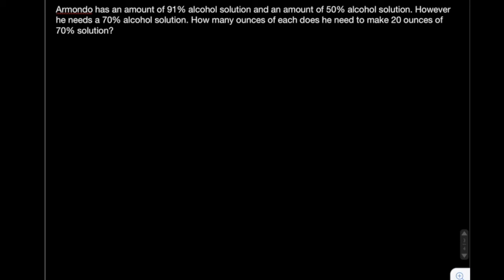Just like all the rest of the problems that we've done in this video, the first thing we want to do is come up with an equation to describe what is physically happening. Here, Armando is taking solution A, that's 91%. He's adding an amount of solution B, that is 50%. And he's getting 20 ounces of a 70% solution for it. So we have A plus B equals 20. That's our quote-unquote weight equation.